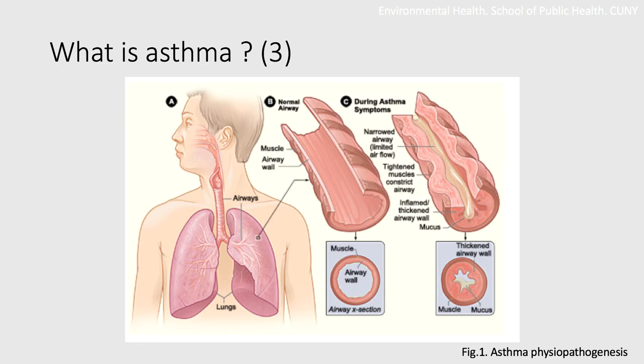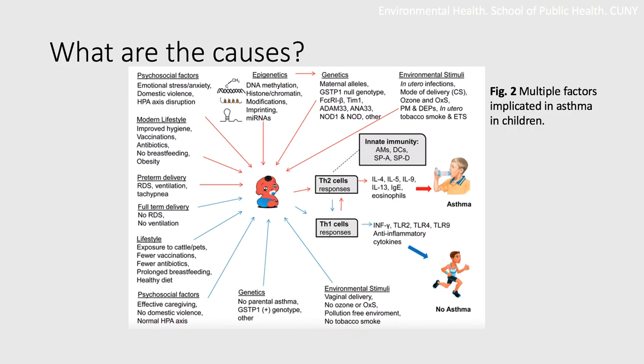Please pause the video and look carefully at the graph. You will see the details of what happens in the airways when they react and give the patient the symptoms of asthma. The causes that originate asthma are multiple. Here, you can find different factors associated with the onset of the disease in childhood. As you can see, there are different types of factors. For example, emotional, genetic, and environmental, among others.